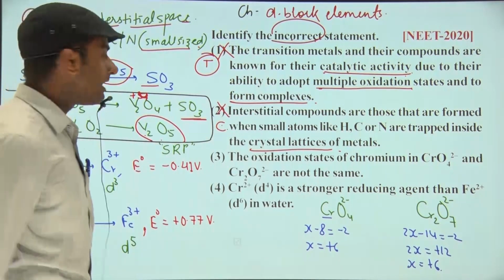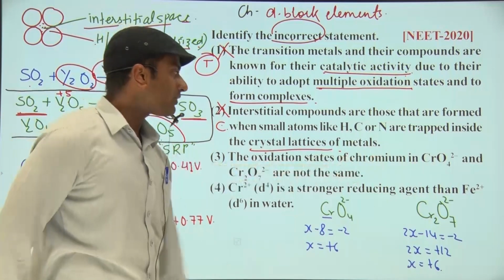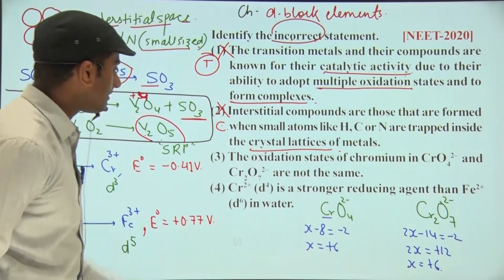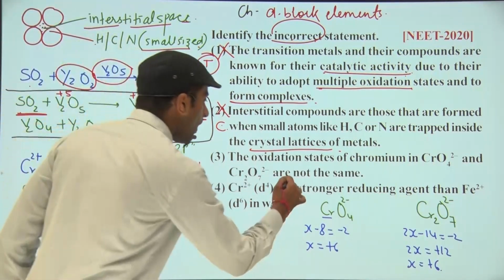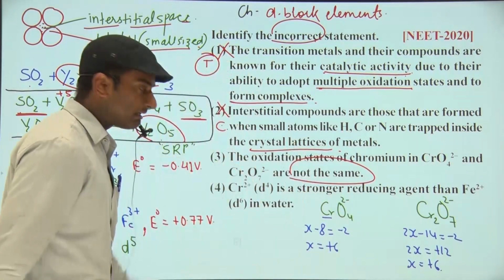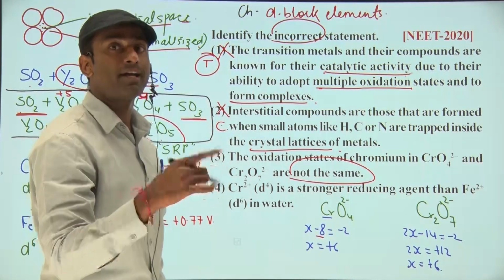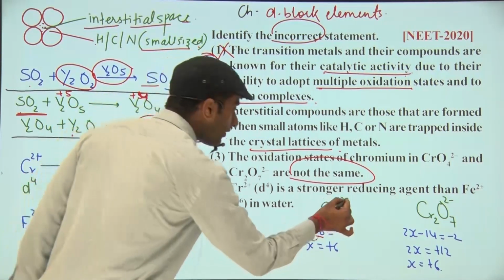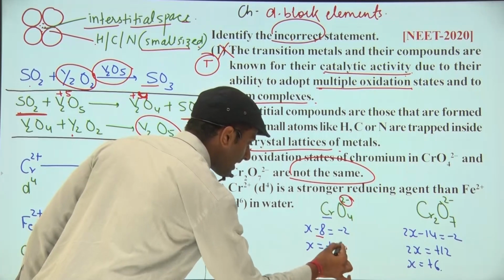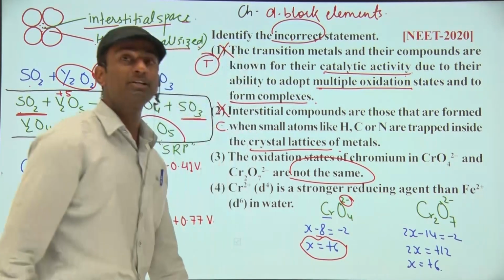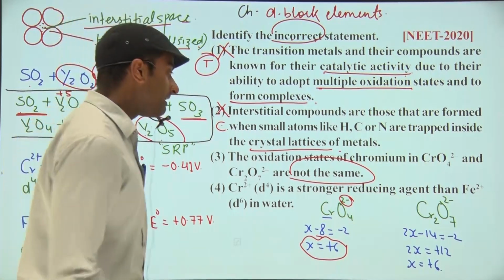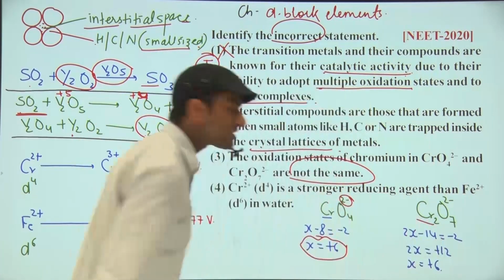Incorrect statement. Next, the oxidation state of chromium in chromate and dichromate are not the same. Have a look. This is the chromate. Chromium X, 4 oxygen minus 8, single oxygen minus 2, 4 oxygen minus 8. Overall charge is what? The minus 2. So we are getting the value of X as +6. It means chromium is present in the +6 state. Next, Cr2O7 2-.